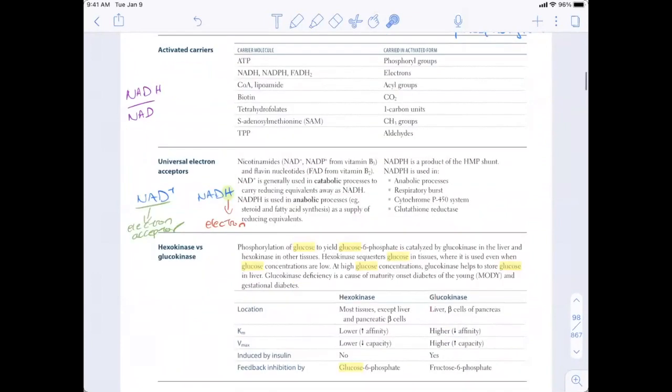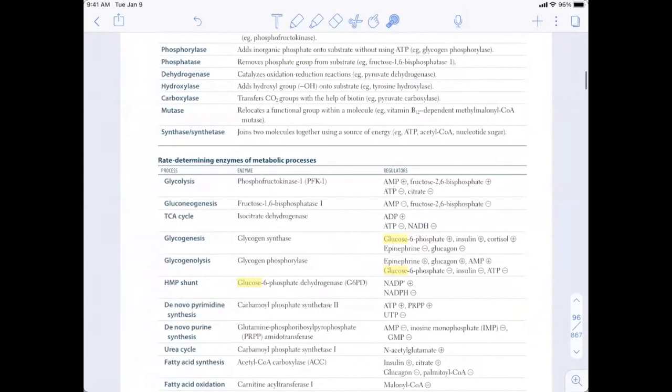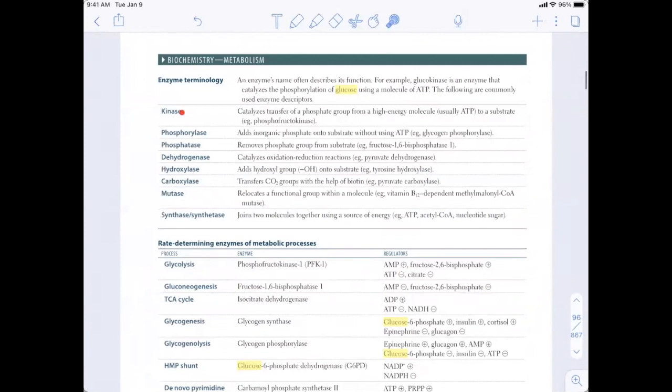And then finally, the last thing here from an introduction standpoint before we get into the weeds is just hexokinase versus glucokinase. I believe there's a page in First Aid that has the list of all the different types of enzymes and what they do. And if you go to that page, yep, right here.